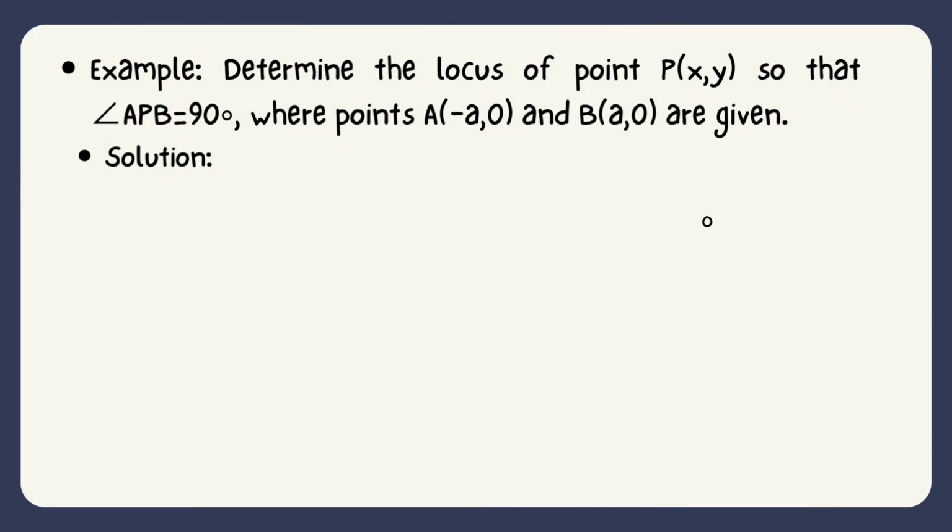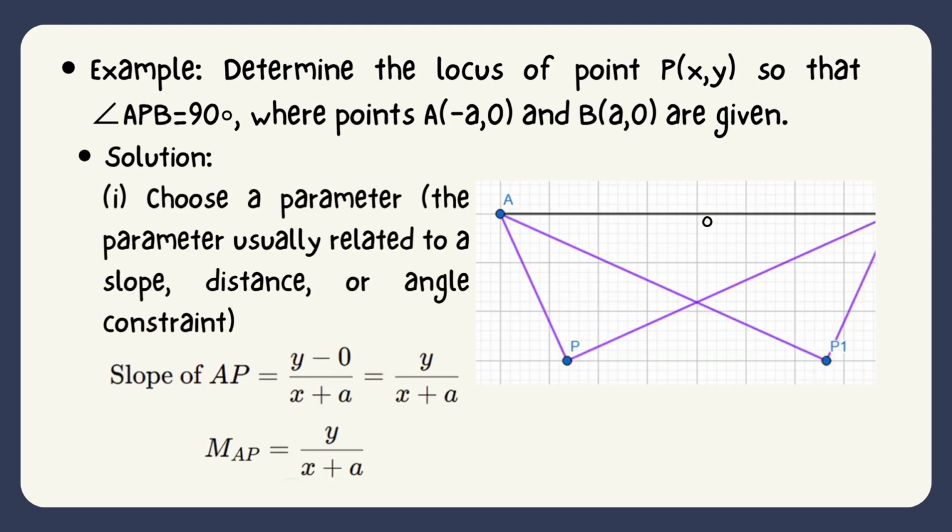My dear friends, here we have a problem: determine the locus of point P (x, y) so that the measure of angle APB equals 90 degrees, where points A (negative a, 0) and B (a, 0) are given, as in the graph on the side. First of all, choose a parameter. The parameter is usually related to slope or gradient, distance or angle constraint.